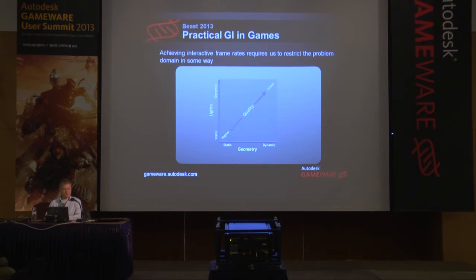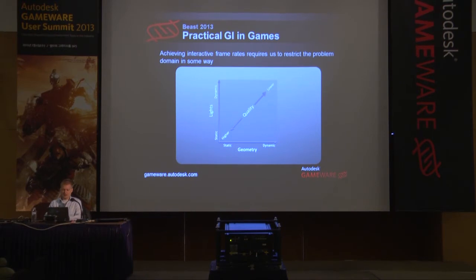And that's what we have in this graph here in the lower left. We have both static geometry and static lighting. If your game is fully static, that's great, because we can throw as many pre-computation resources as we want into generating very high-quality light maps with a lot of detail, and we'll get extremely high-quality lighting as a result.